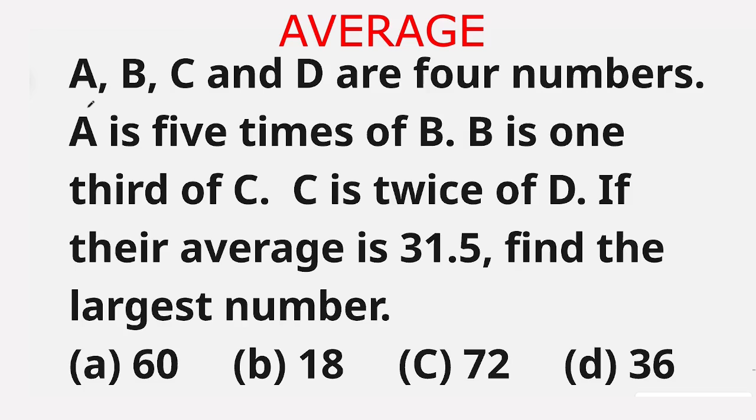Our question is A, B, C and D are 4 numbers. A is 5 times of B. B is 1/3 of C. C is twice of D. If their average is 31.5, find the largest number. The given options are option A 60, option B 18, option C 72, option D 36.